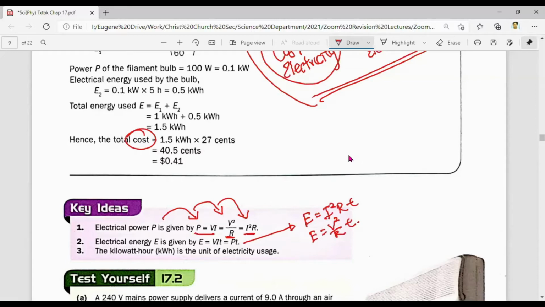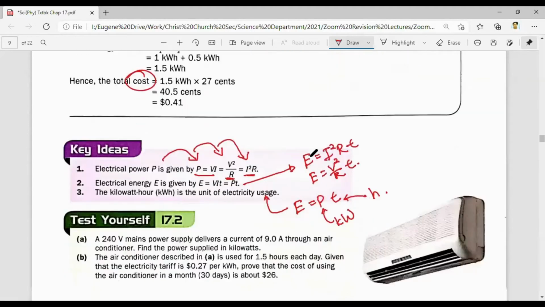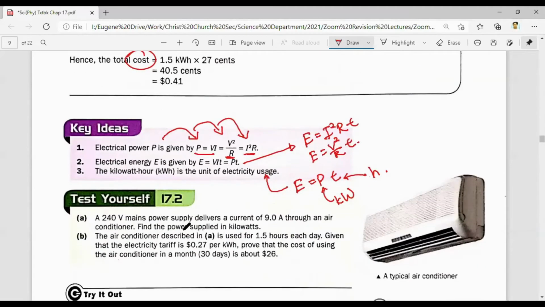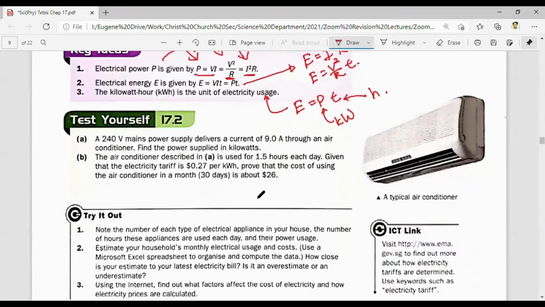And the last one, we also learned that kilowatt hour is a unit of electrical usage. How to calculate this? We use E, but the power here we will use kilowatt. The time here we'll use in terms of hours. So that's what we went through in 17.2. Okay, you can do the test yourself. It will really help you to consolidate whatever you picked up in this summary lecture.